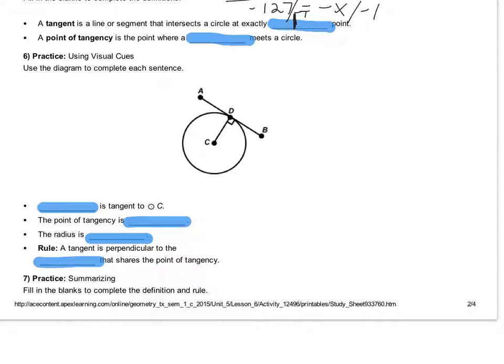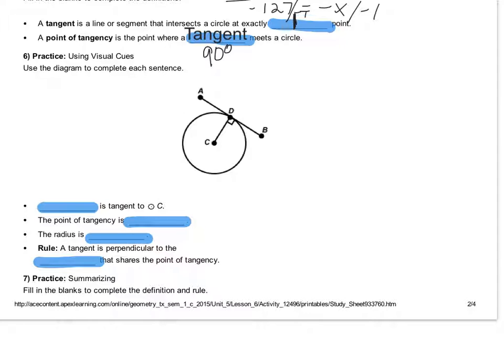Now, a tangent is a line or segment that intersects a circle at exactly one point. A point of tangency is the point where a tangent meets a circle. We're going to talk about tangents, T-A-N-G-E-N-T, where a tangent meets a circle. It's also good to know that the point of tangency and a radius make a 90-degree angle. So when you see tangent, think 90-degree angle, even if the box isn't there.